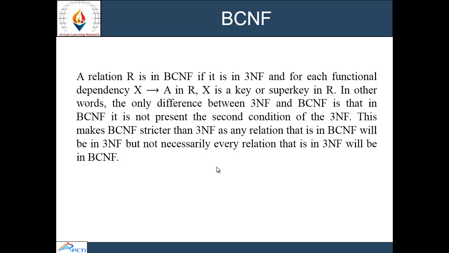If we simply talk about BCNF, then BCNF is stricter than third NF, and it mainly deals with the anomalies that are not handled by third NF, and a third NF table which does not have multiple overlapping candidate keys is said to be in Boyce-Codd normal form. If a table is in BCNF, then we can say it is in third NF also. But if a table is in third NF, then you cannot say it must be in BCNF, because BCNF is a higher version of third normal form.